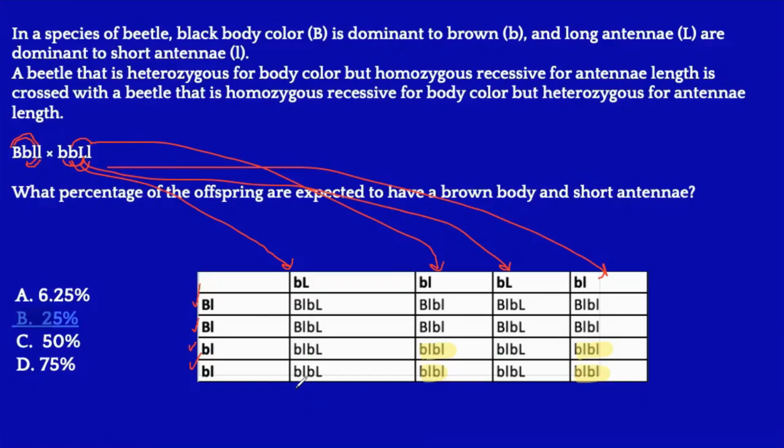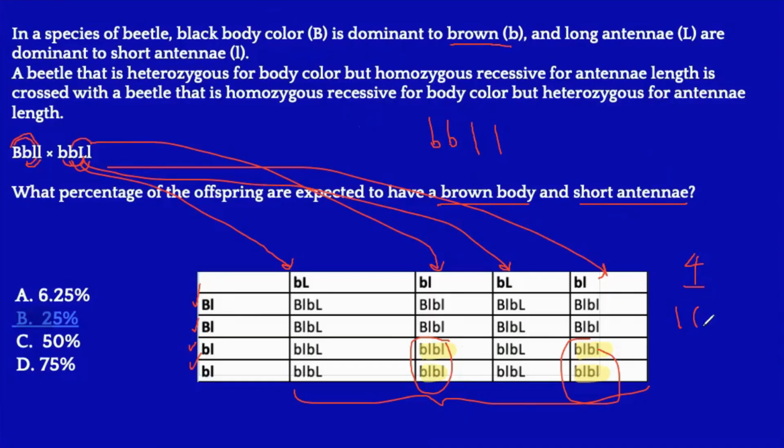Basically, we have to find all the combinations. It says which one is going to have brown body and short antennae. Brown body is recessive, which means we're looking for two little b's, because if anything has a big B attached to it, it's going to mask it. Short antennae, once again, is two little l's. So we're looking for homozygous recessive. We only see it 4 times out of the 16. If we reduce this fraction, it's 1/4 or 25%. Therefore, our answer choice is B.